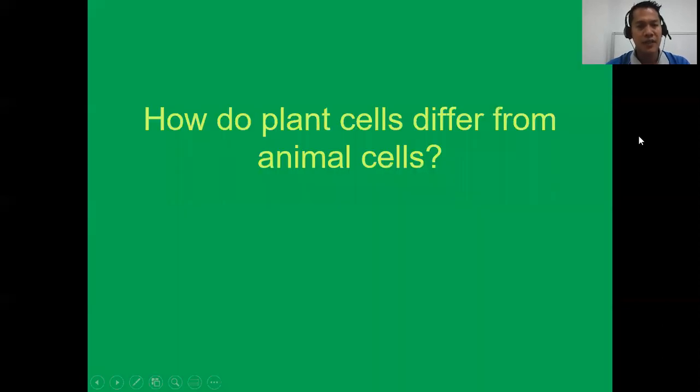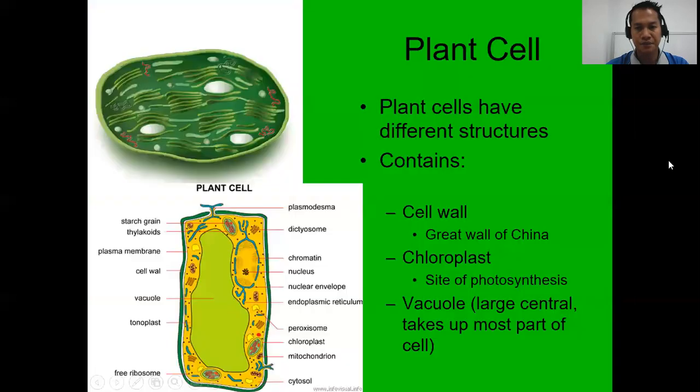Now, you're probably asking, what's the difference between plant cells and animal cells? Let's take a look. There are actually several differences. First, the cell wall. This one here is the animal cell, and this one is the plant cell. As you can see, the plant cell has this extra layer. We call this the cell wall.